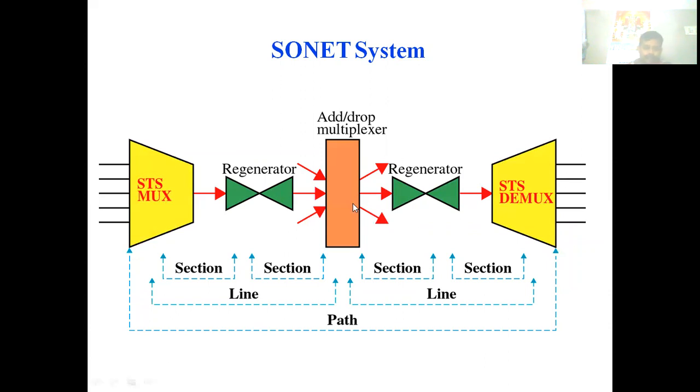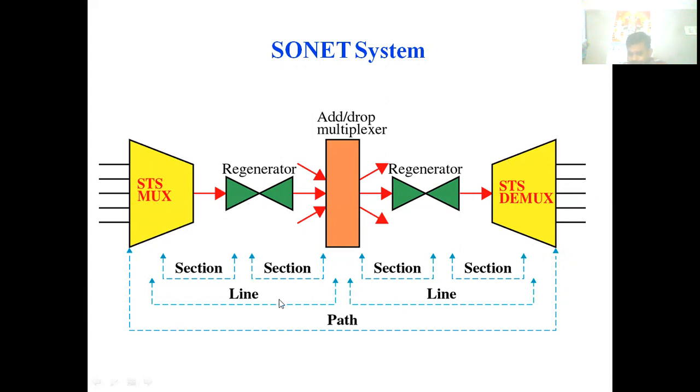Okay. Similarly, when you are coming for these links, the first part is a section. The section is nothing but the optical link between the neighboring devices, that is STS multiplexer to regenerator, regenerator to add drop multiplexer, or add drop multiplexer to regenerator, or regenerator to STS demultiplexer. Section is nothing but the link between 2 neighboring devices.